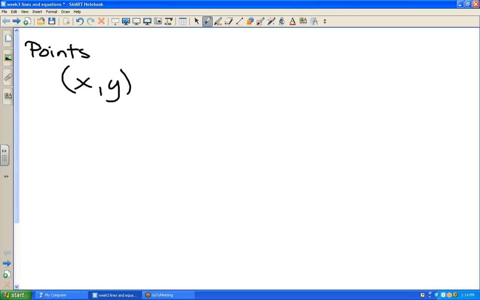So math being lazy, and how they like to confuse people, that's their code. If you get something that's written like (3, -2), that's just another way of saying X equals 3, Y equals -2. We're going to use that information for equations and finding slope and stuff.